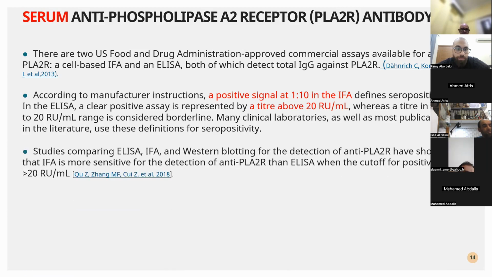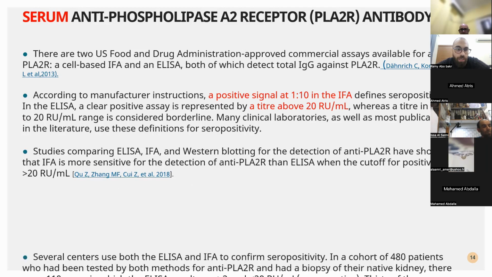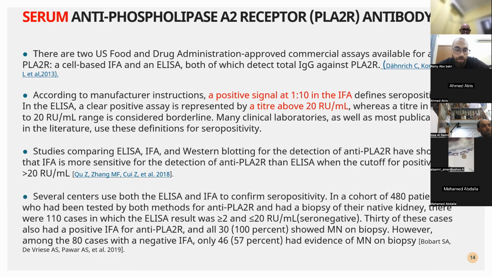In comparison between ELISA and the indirect immunofluorescent assay, the immunofluorescent assay may be more sensitive in the detection of the antibodies than the ELISA, especially when we use a positivity cutoff of more than 20. And several centers use both ELISA and immunofluorescent assay to confirm seropositivity.